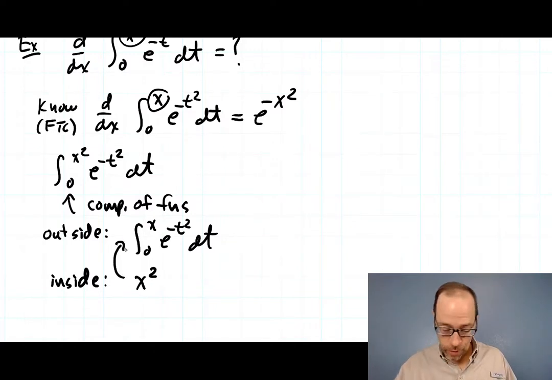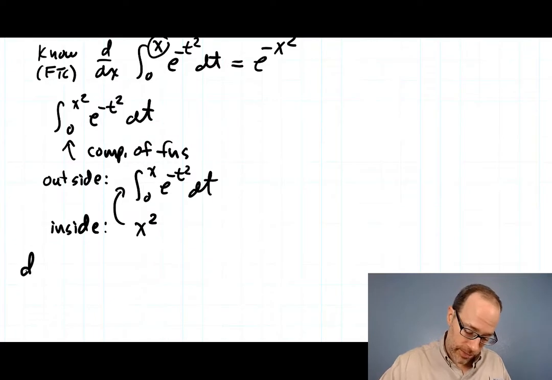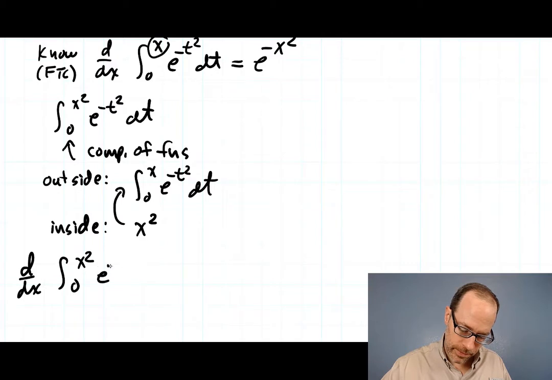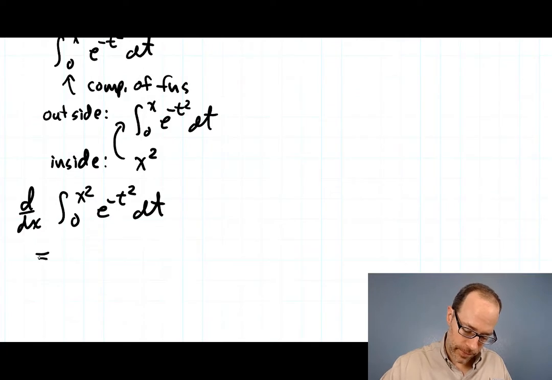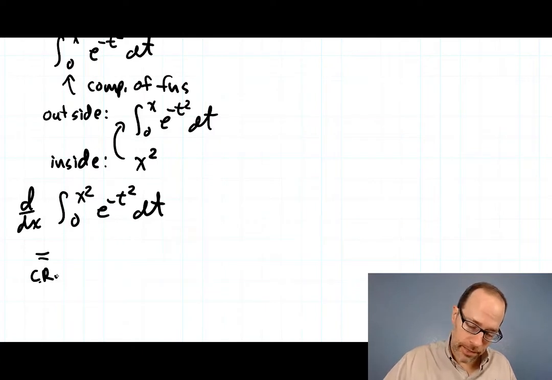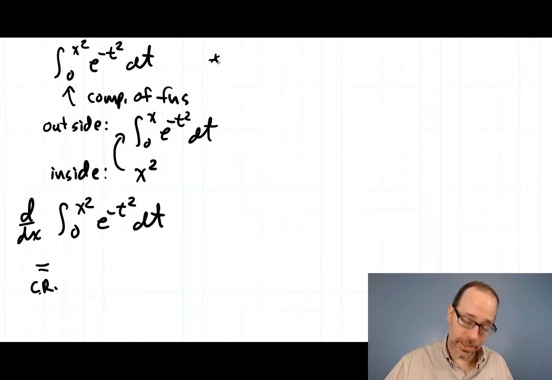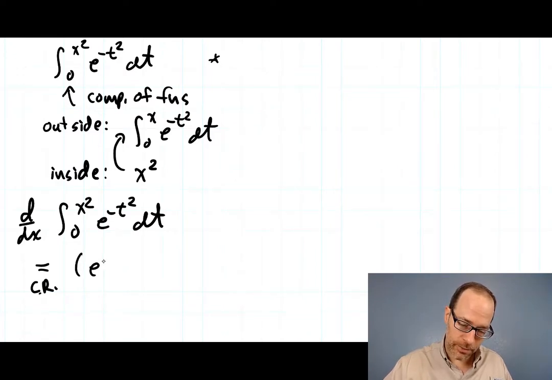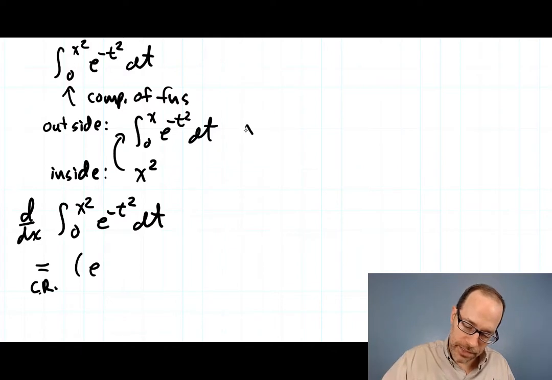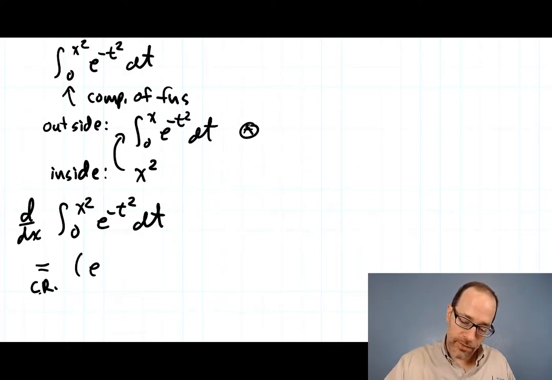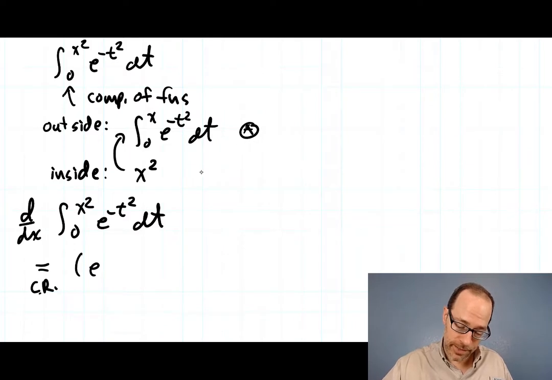Okay? So if I want to take the derivative, I use the chain rule. So I'm using the chain rule here. The outside function was up here, so that's the outside function. So I take the derivative of the outside, and we know that by the fundamental theorem the outside function is here. The derivative of that function, the starred function, is e to the minus x squared.